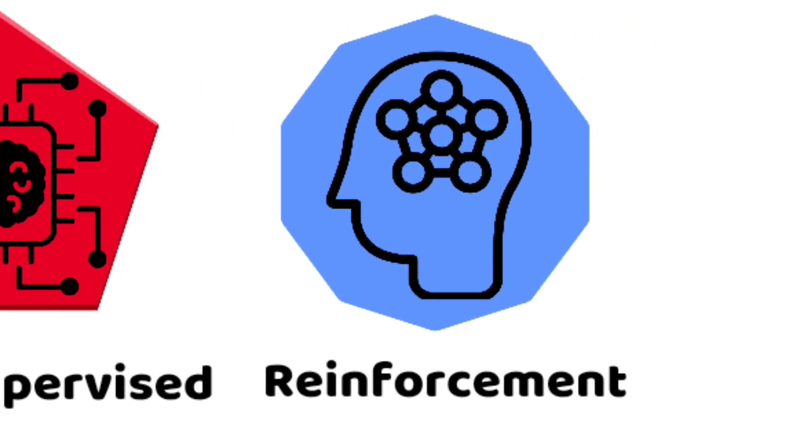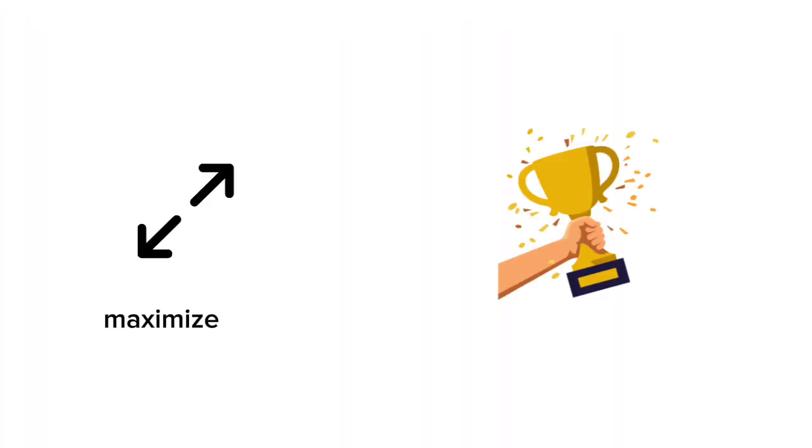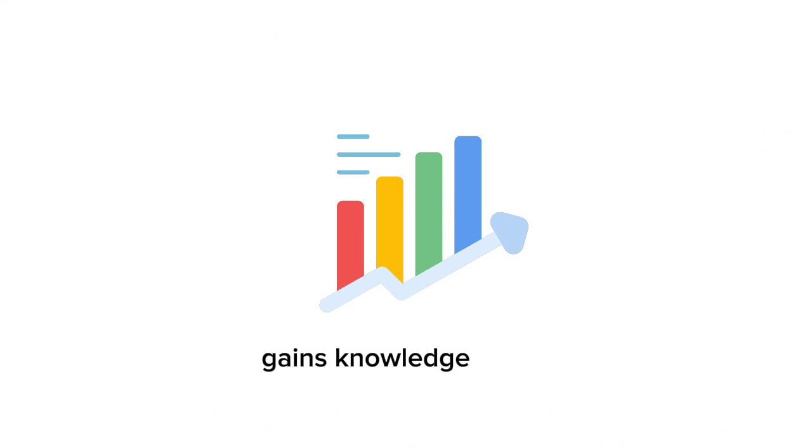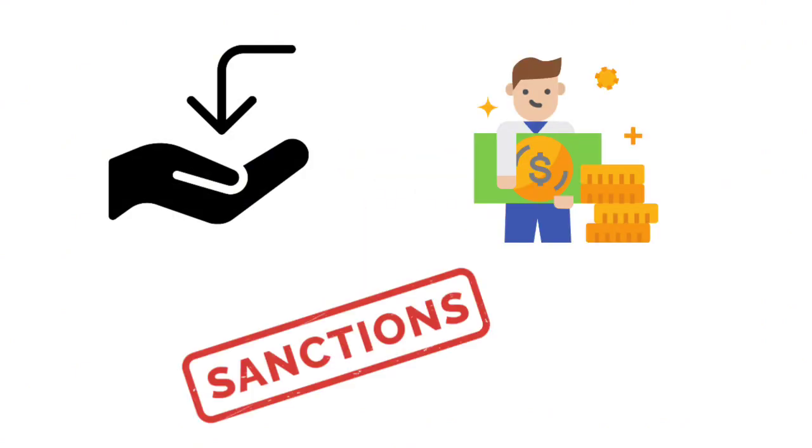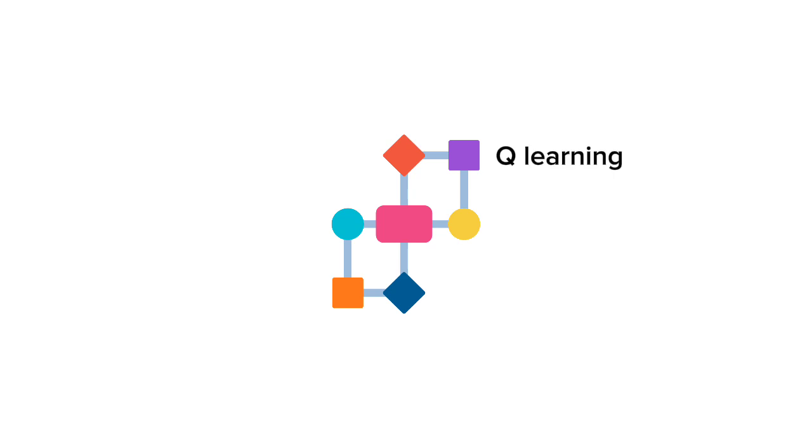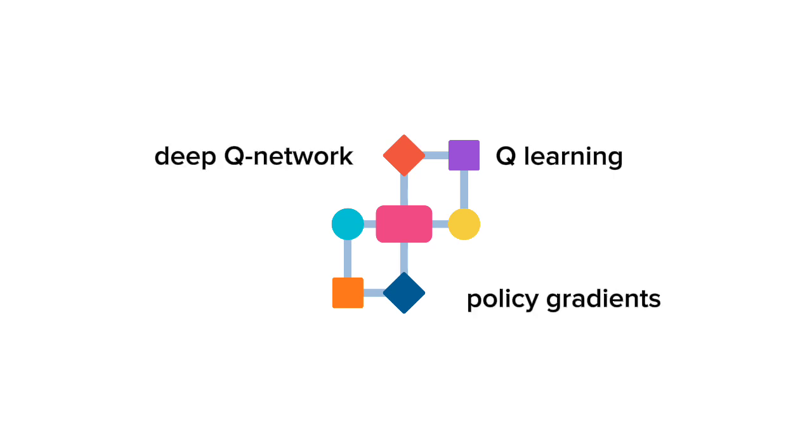Reinforcement learning. In order to maximize cumulative rewards, agents are trained to make sequential decisions in an environment. Through trial and error, the agent gains knowledge and receives feedback in the form of incentives or sanctions, depending on its performance. Q-learning, policy gradients, deep Q networks, and actor-critic techniques are examples of common algorithms.